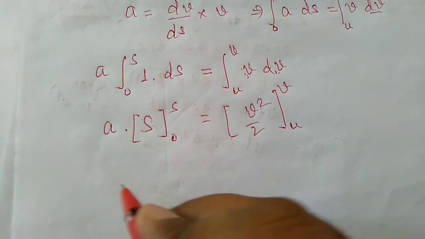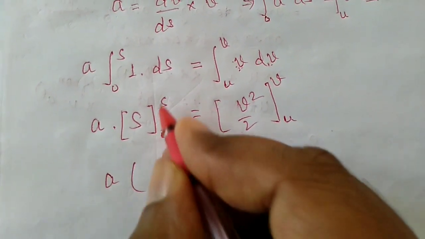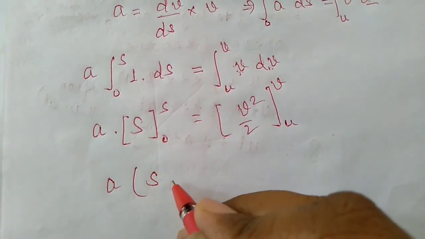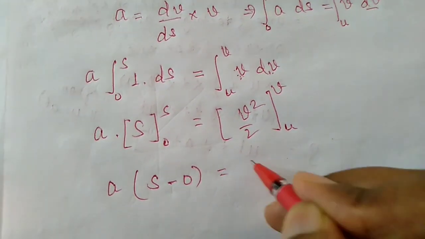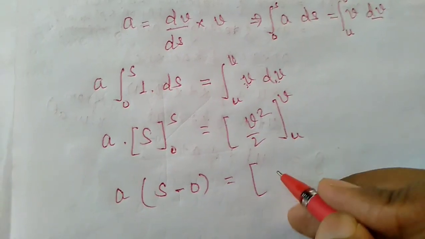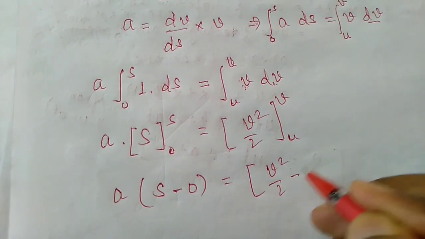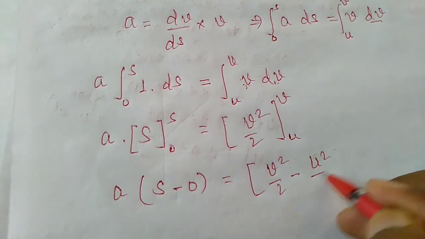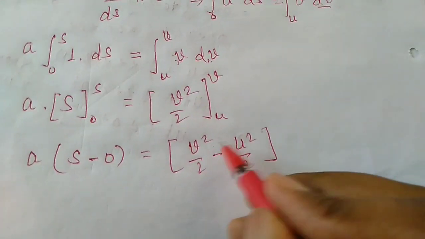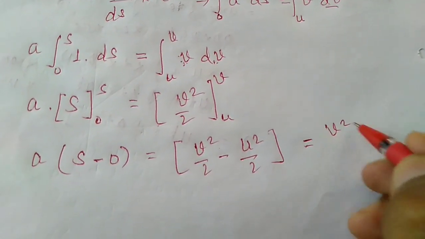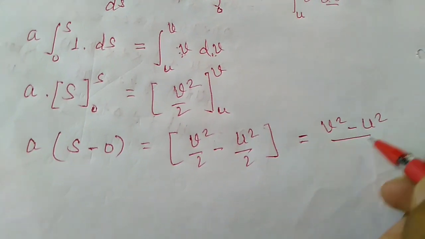Now next step, acceleration. The upper limit first, s minus lower limit 0 is equal to, here the upper limit v square by 2 minus lower limit u square by 2. So on solving this, what you will get? v square minus u square by 2.